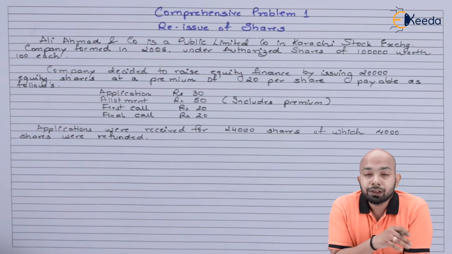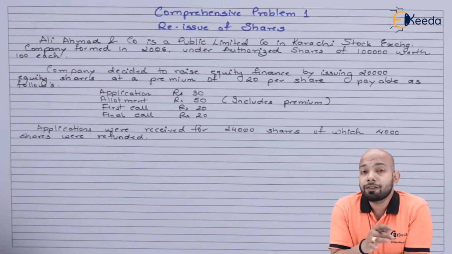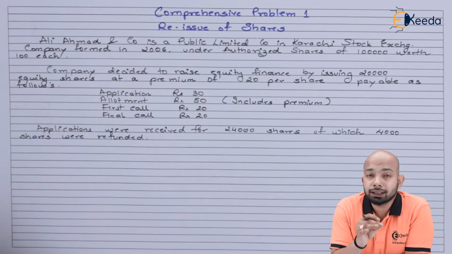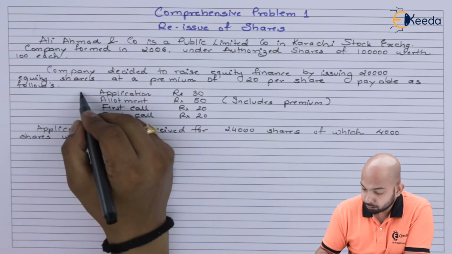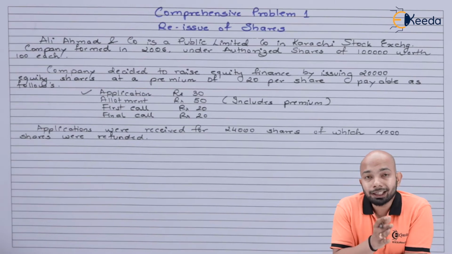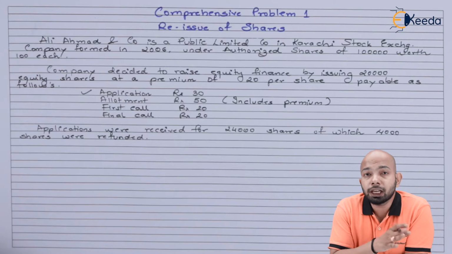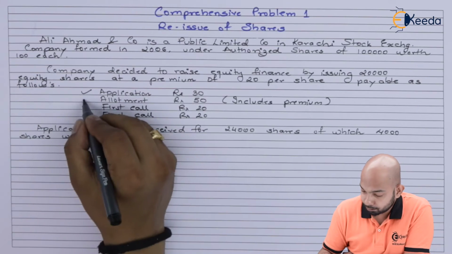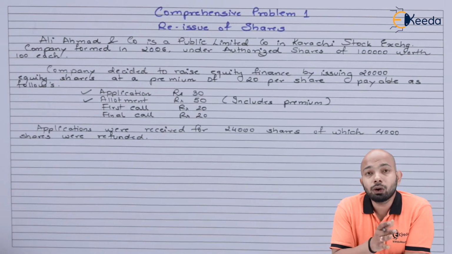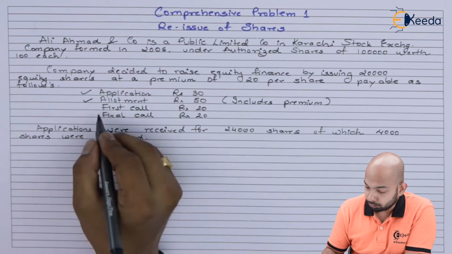Now, the details that we have been given, that means the 120 bifurcation, has been given here. On application, they took rupees 30. On allotment, they took rupees 50, which includes the premium of 20 again. On first and final call, they took rupees 20.